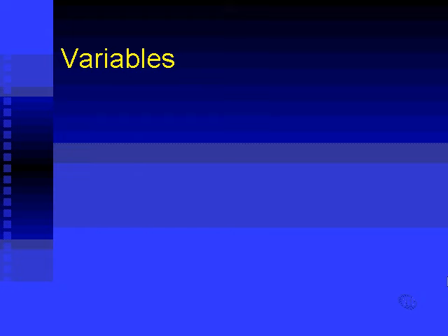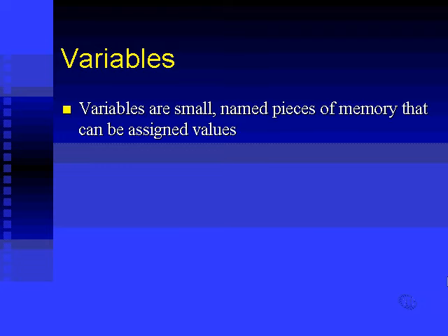Now for the people that absolutely have no idea what a variable is, who've never done programming before, here's a little conceptual overview of a variable. It's difficult to describe a variable. Technically, I guess they're small named pieces of memory that can be assigned values. The name, in particular, in this example that we've got, is the name called age. We have a variable that is named age.